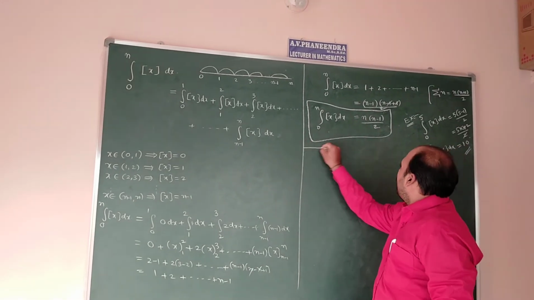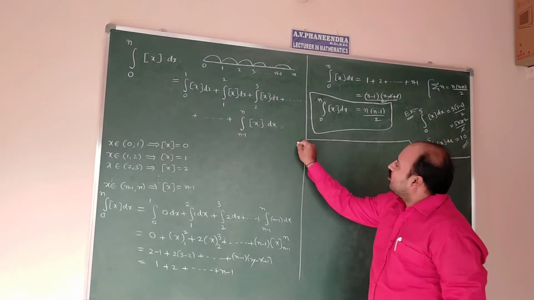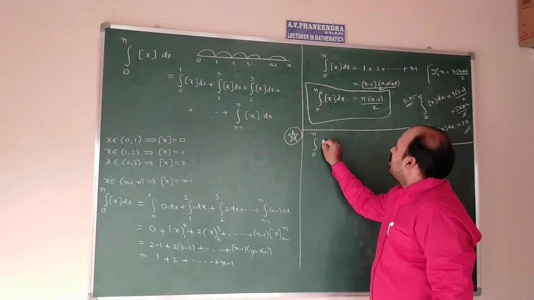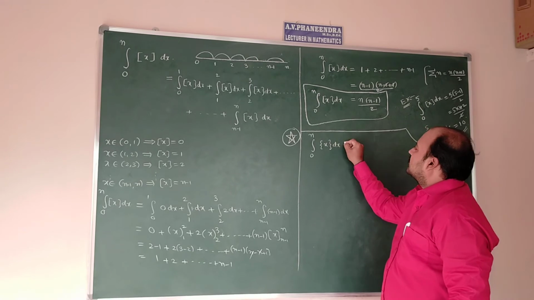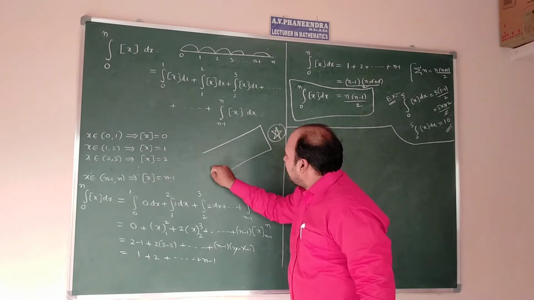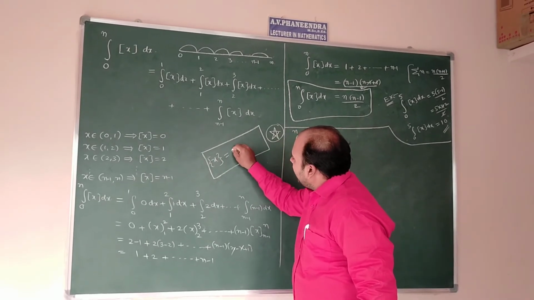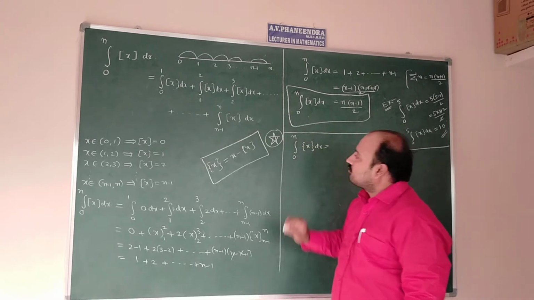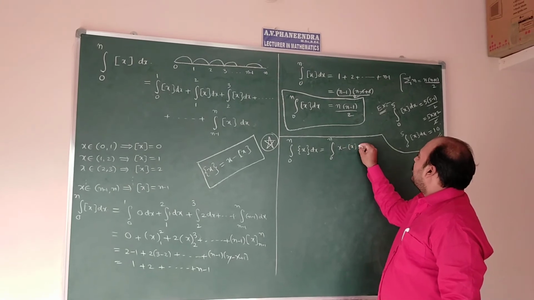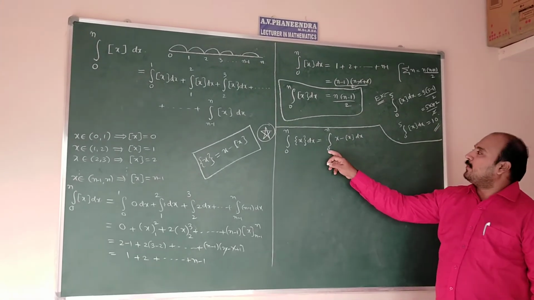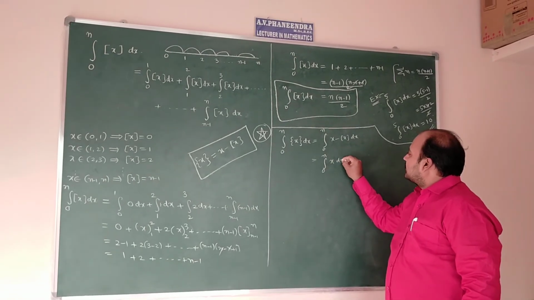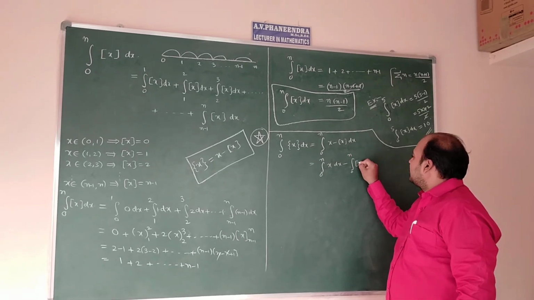And now I am going to discuss one more important concept. Integral 0 to n fractional part of x into dx. How to calculate fractional part of x? Fractional part of x can be written as x minus step x. So integral 0 to n of x minus step x into dx. Now apply the integral limits for both terms: integral 0 to n x dx minus integral 0 to n step x dx.